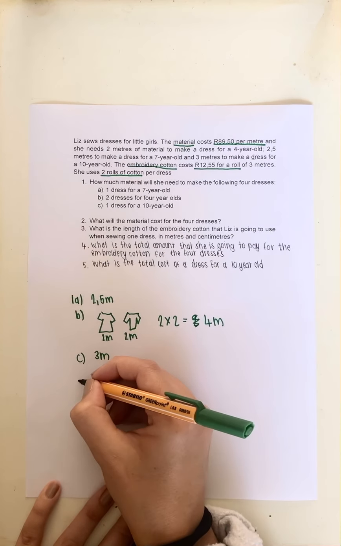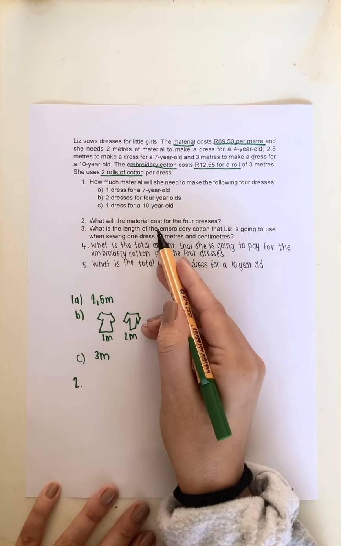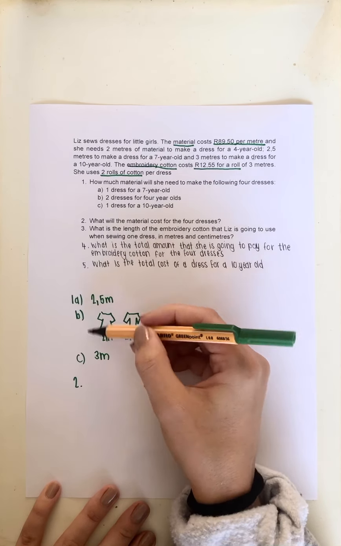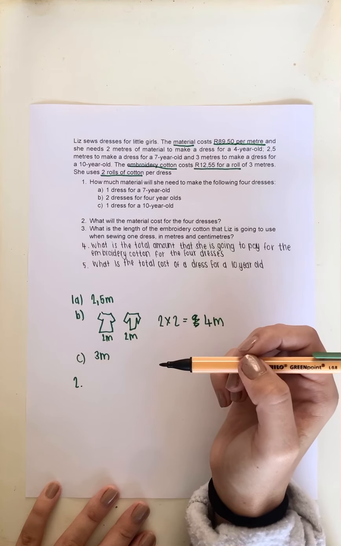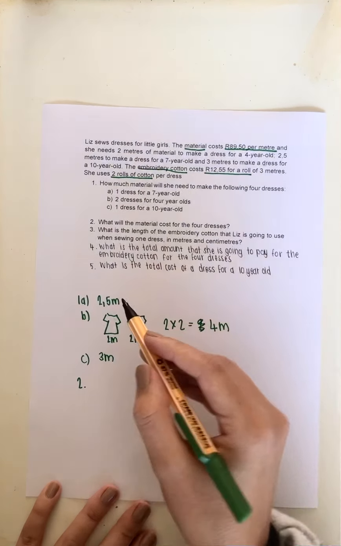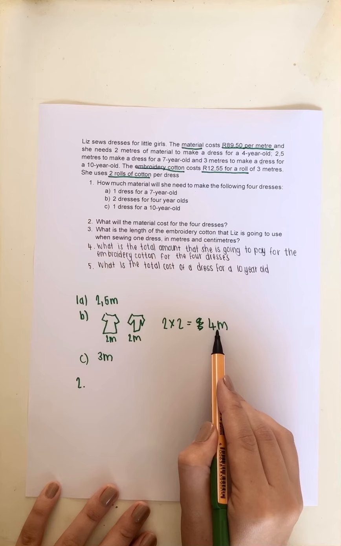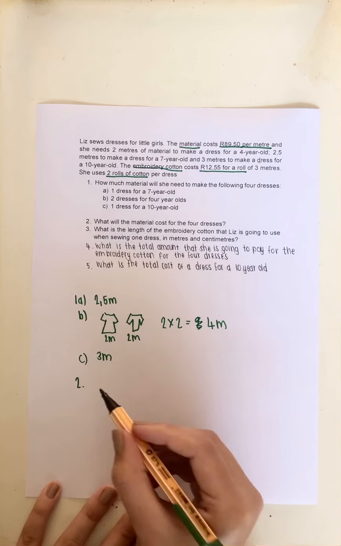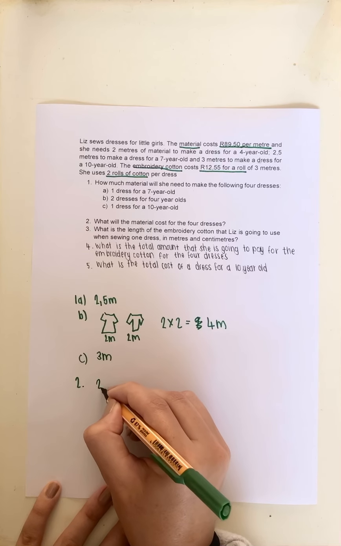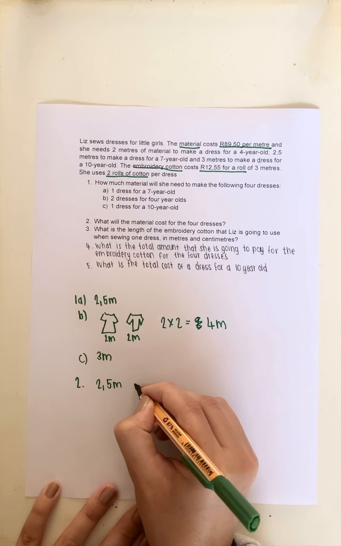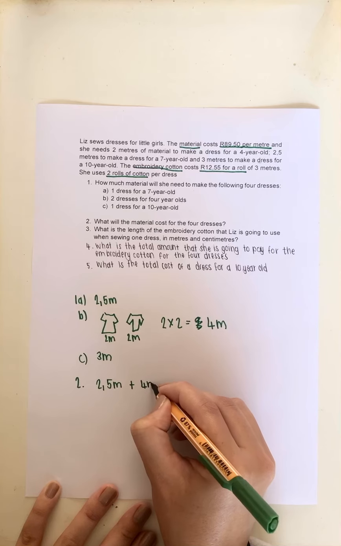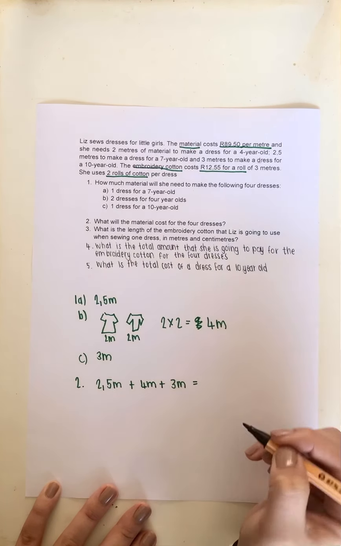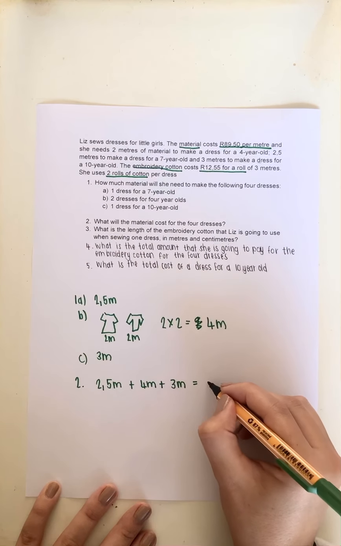Now number 2, what will the material cost for the 4 dresses? First we need to find out how many meters of material she bought. She bought 2.5 meters, 4 meters, and 3 meters for the 4 dresses. So let's work that out altogether: 2.5 meters plus 4 meters plus 3 meters.